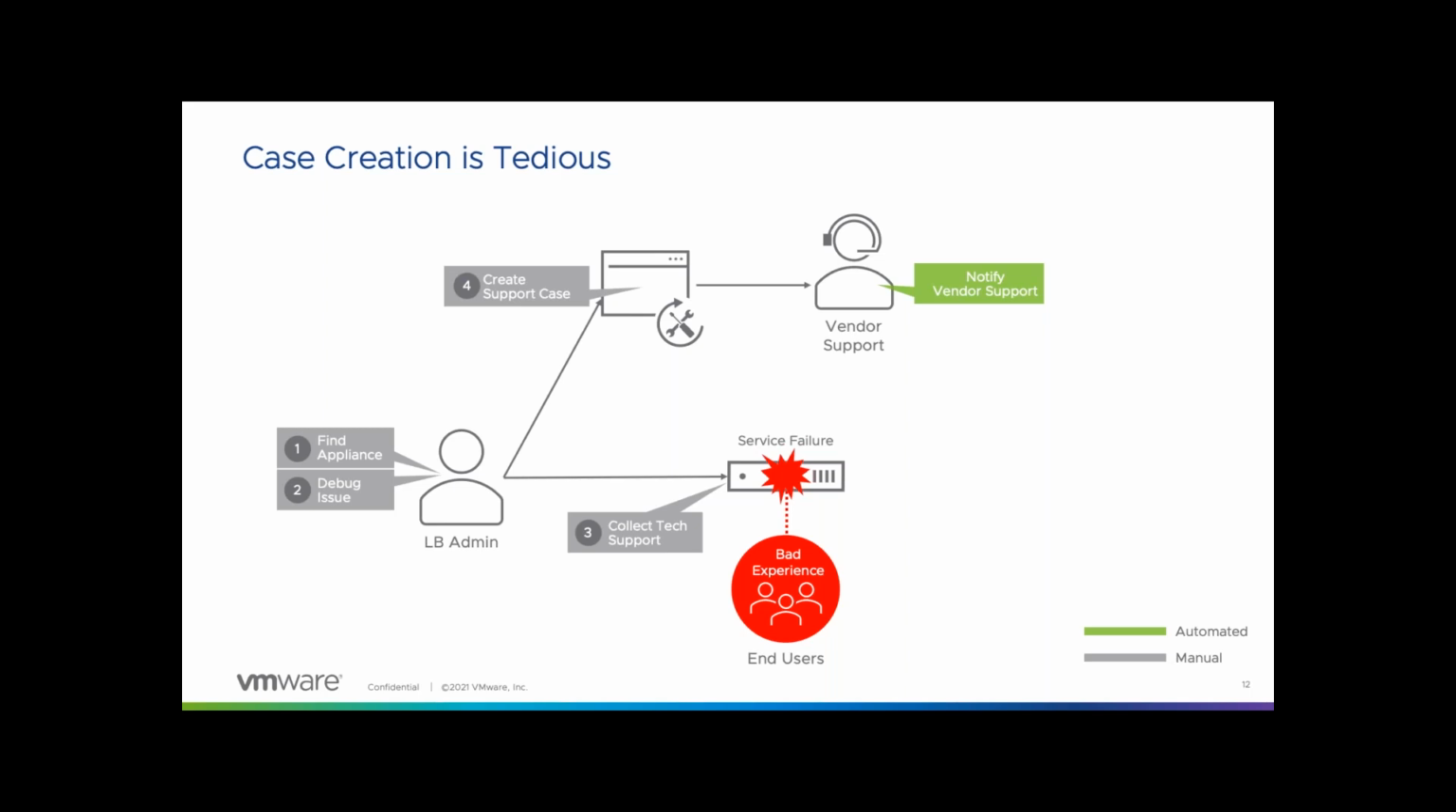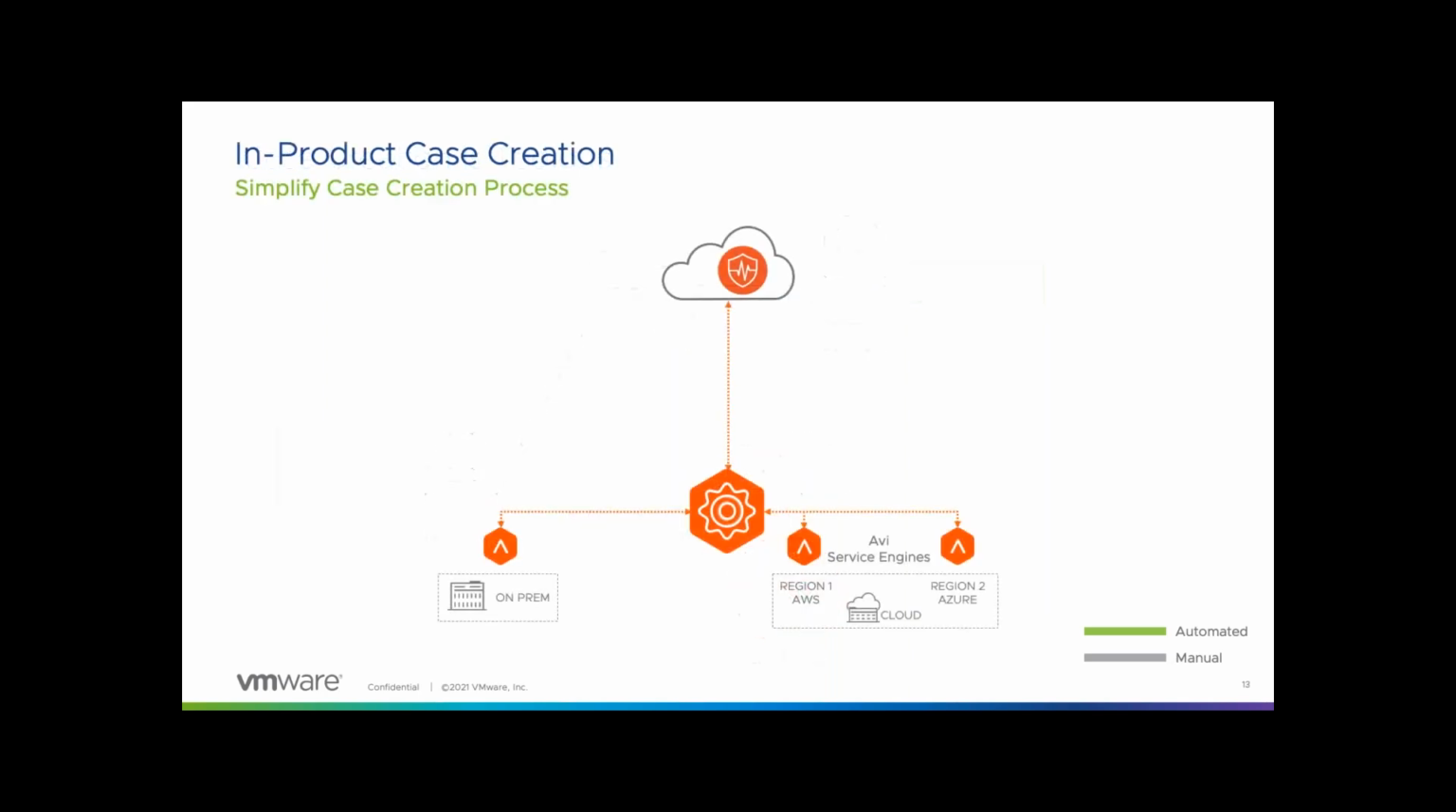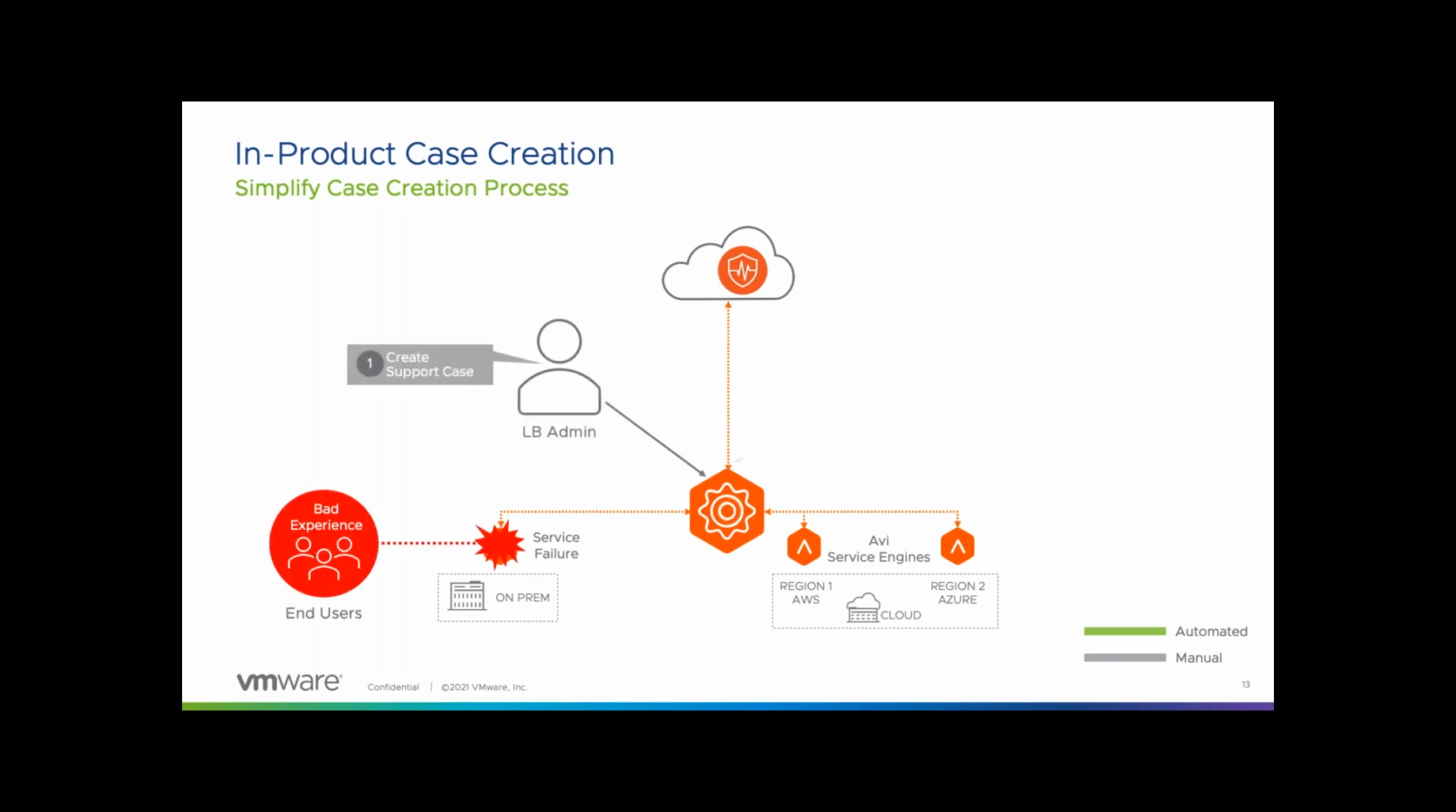There has got to be a better way of solving this, and Pulse aims to make this simple and make this a thing of the past. So let's walk through two specific workflows that Pulse will enable around supportability, which is aimed to essentially tackle this problem. The first one is what we call in-product case creation. And let's walk through the scenario that is shown here.